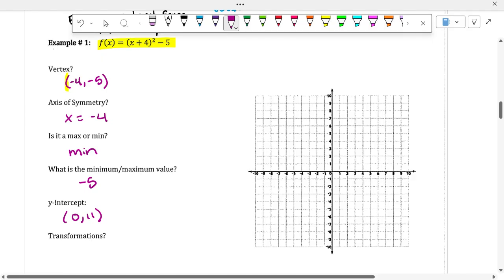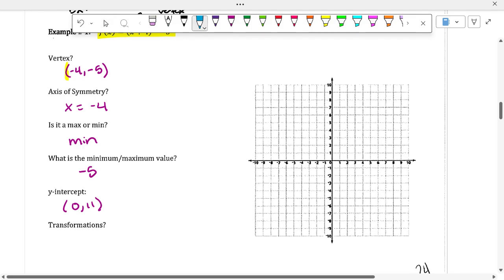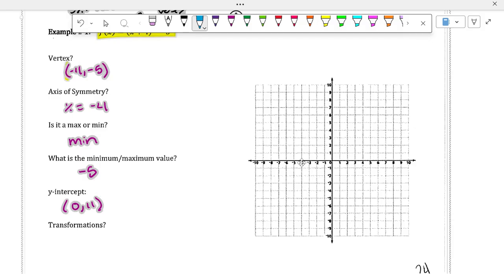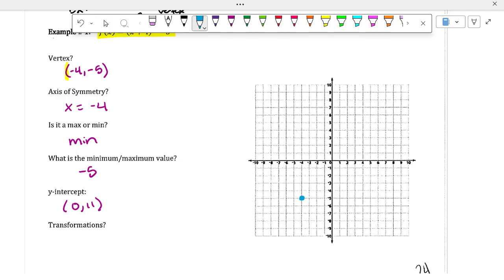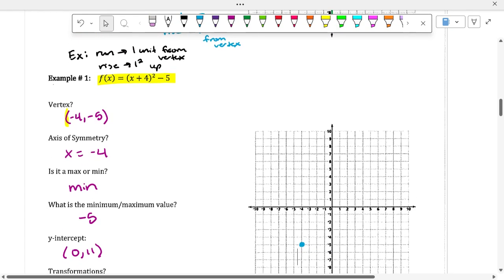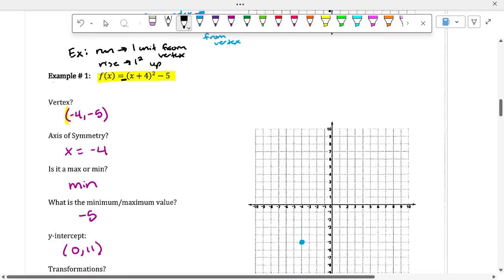All right. Now, let's see if we can graph this using the trick. So the very first thing that you're going to do when you use the trick is put down the vertex. So -4, -5. So remember, however far you go out from the vertex, you go that far out squared up. And since there's no a value, we don't have to multiply it by that a value either. We just got to do x squared.